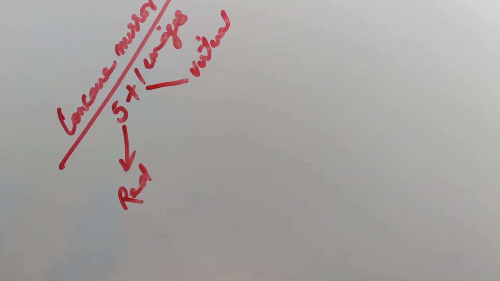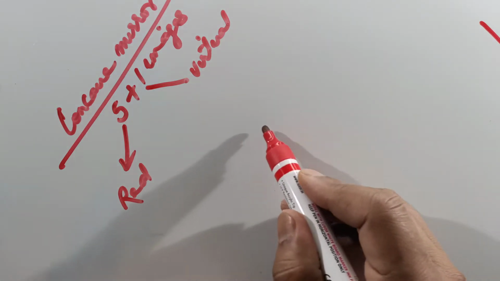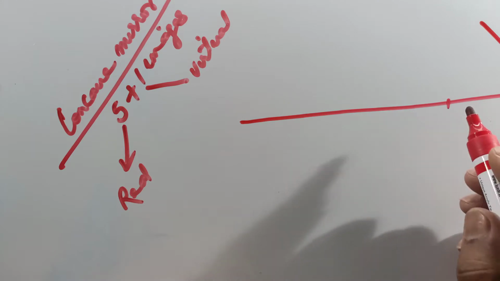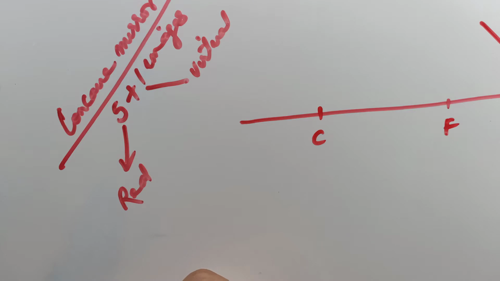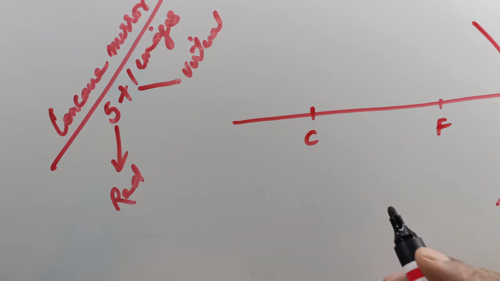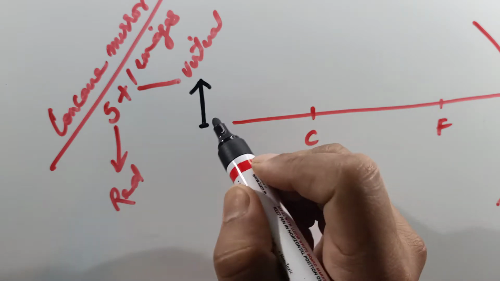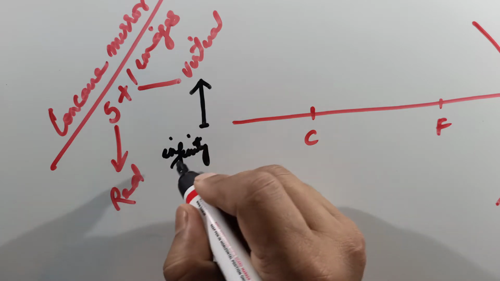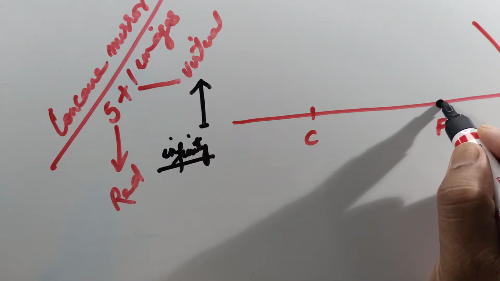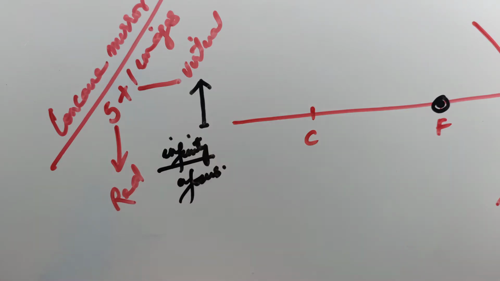Now if I have a concave mirror here, let's say this is F and this is C. If you have gone through the previous video, you will find that there is one object at infinity. The position of this object is at infinity. And you know that if the object is at infinity, the image is formed at the focus, right?